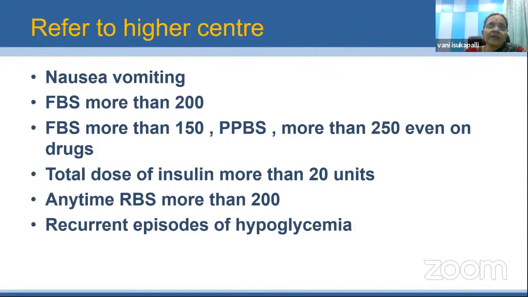If the woman with hypoglycemia is having severe nausea, vomiting, or in cases where fasting blood sugar is more than 150, PPBS is more than 250, even with the maximum drugs you are giving, a total dose of insulin exceeding 20 units, or any time random blood sugar is more than 200, or the woman is facing recurrent episodes of hypoglycemia. So these are the cases which have to be handled by the physician or the endocrinologist. So these cases need to have a multidisciplinary management.